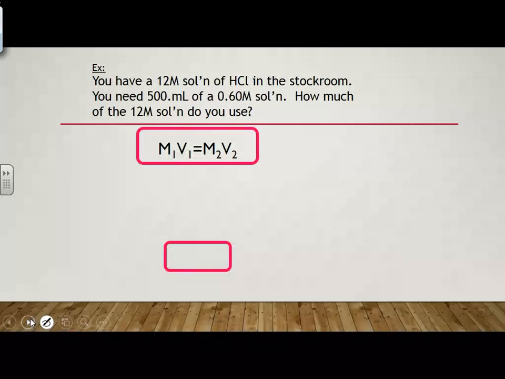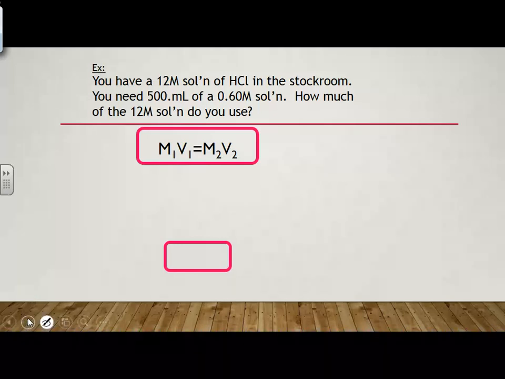So a prime example of a calculation or problem you would have like this would be one like we see here. It says you have a 12 molar solution of hydrochloric acid in the stockroom. You need 500 milliliters of a 0.6 molar solution. How much of the 12 molar solution would you use?